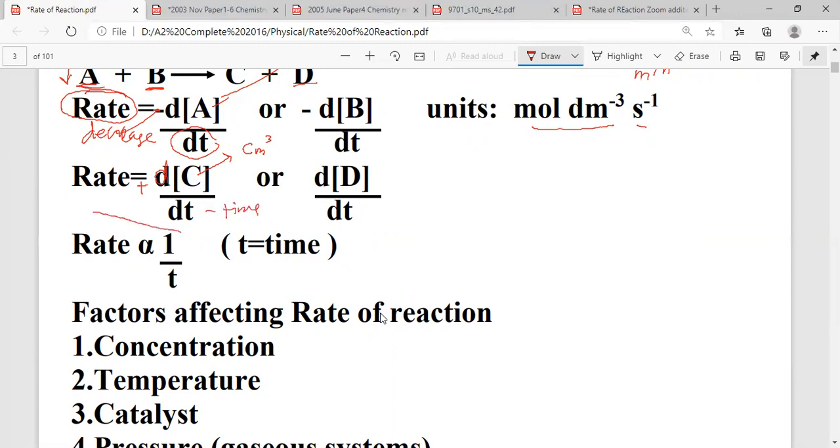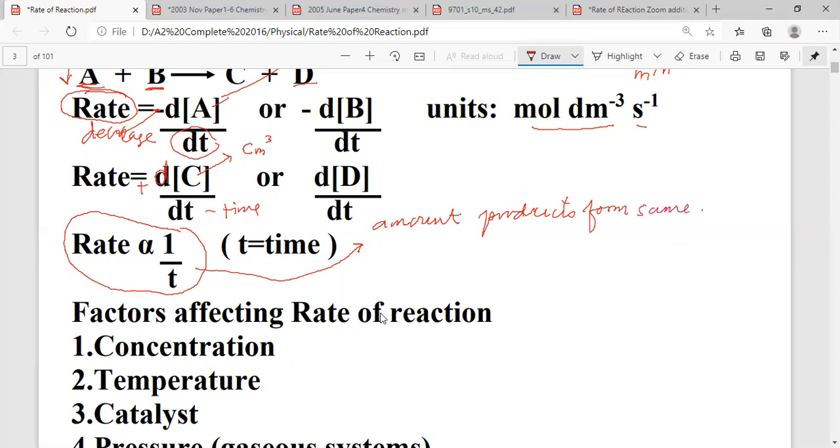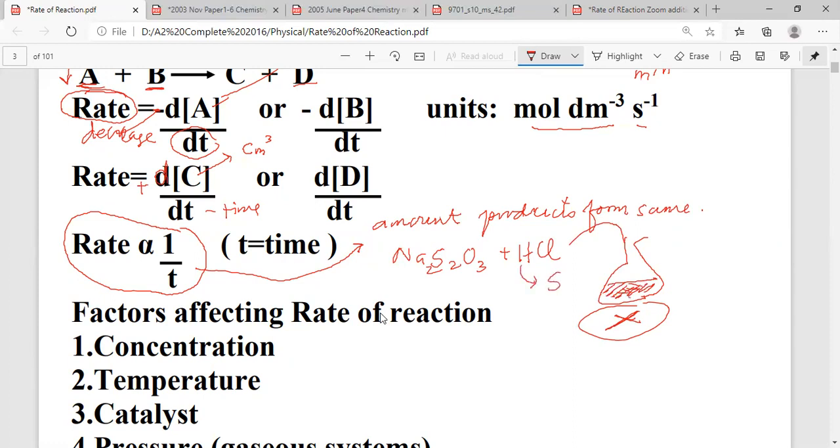Of course, in this case you can also measure it with 1 over T. This is only used when some things are constant, like when the amount of products formed is the same. You've done this in Form 5 when you used sodium thiosulfate with acid, remember that? You put the flask here, and they put a cross here. The thing is mixed, and you see the time taken for the sulfur to come out and block the X, then you take the time. So this is the one over T.